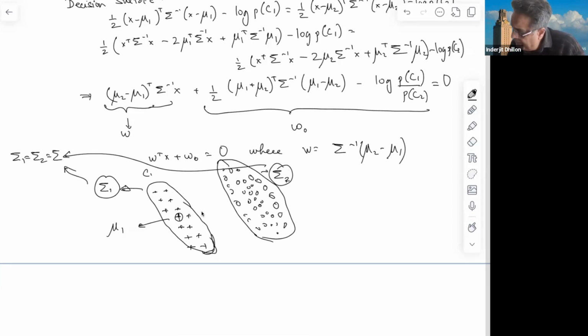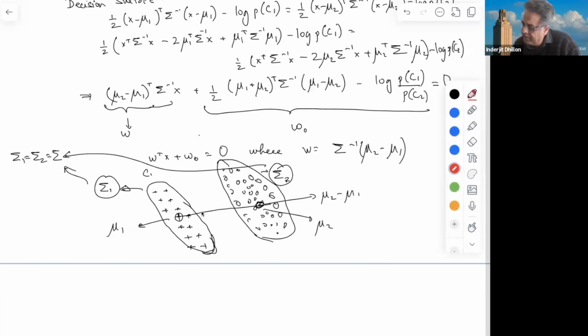So if this is mu2, remember, mu2 minus mu1 is like this. But my decision surface is not this. Let me draw in a different color. Before, my decision surface would have been something like this.